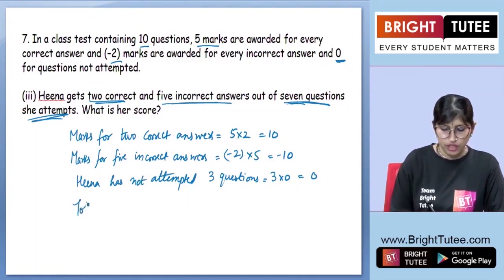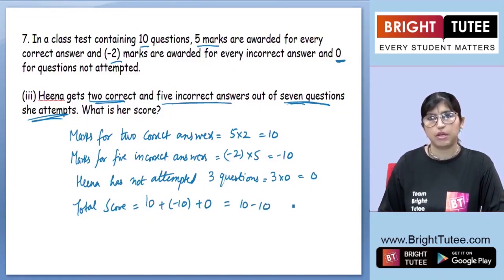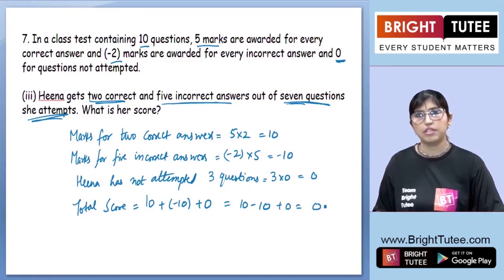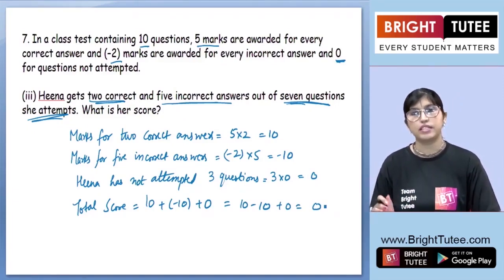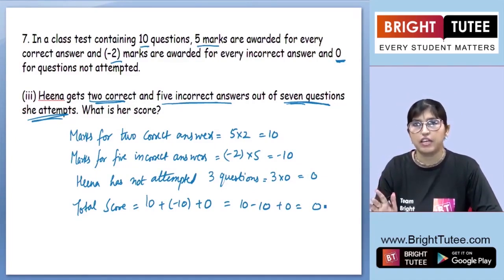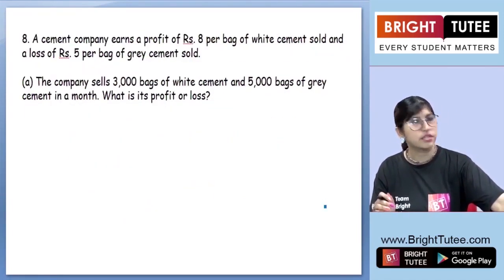Now to find out Hina's total score, we'll be adding all 3. So 10 plus -10 plus 0. So we'll be getting 10 minus 10 plus 0. So the final answer will be 0. So that means Hina will get 0 marks as she attempted only 7 questions, out of which 5 are incorrect and 2 questions are correct. Now let's move on to the 8th question.